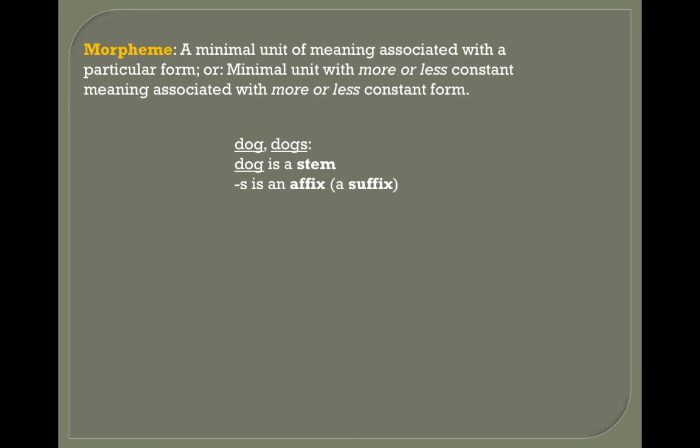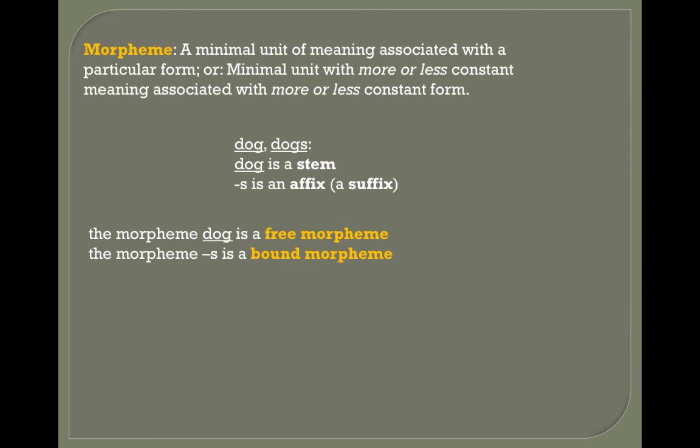So we have our base form dog. We can add our morpheme s to form the plural, where dog is the stem and s is the affix, which in this case is a suffix because it comes at the end. Dog is a free morpheme, it's a lexical morpheme, and s is a bound morpheme.